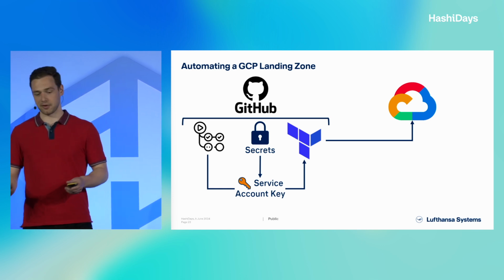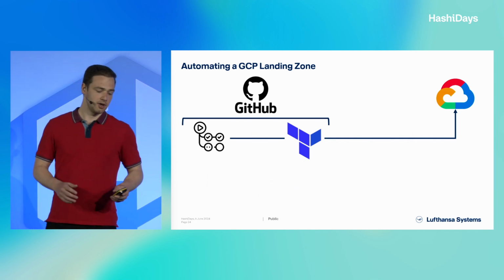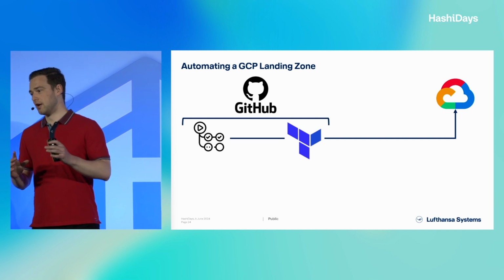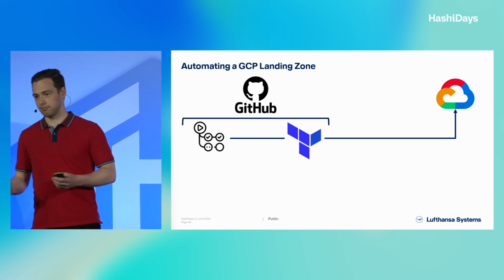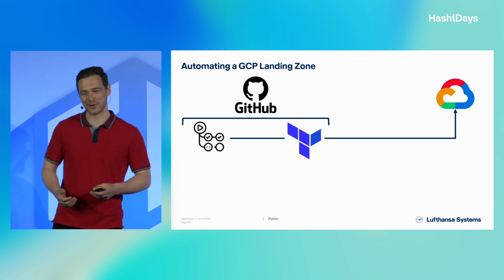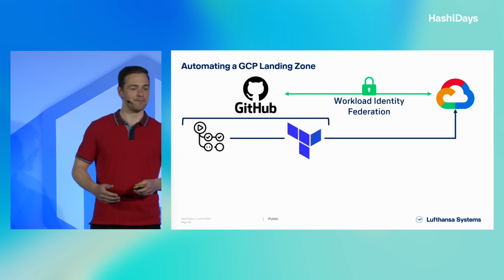So fortunately, there is another way to do that. That makes the entire pipeline look a little bit more like this. So you have the CI/CD pipeline basically that runs Terraform and directly does the changes in GCP. But of course, you notice here that there's no secret anymore. And this is possible through a mechanism called Workload Identity Federation.